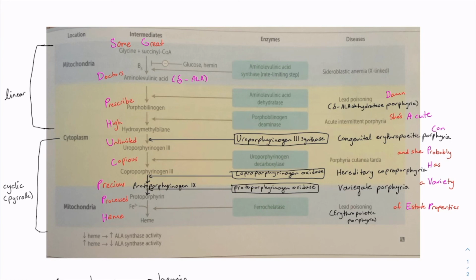For the diseases, we have DAM for delta ALA dehydratase porphyria. She is acute for acute intermittent porphyria, CON for congenital erythropoietic porphyria, and she probably for porphyria cutanea tarda, has for hereditary coproporphyria, a variety for variegate porphyria, and of estate properties for erythropoietic protoporphyria. And that's it.